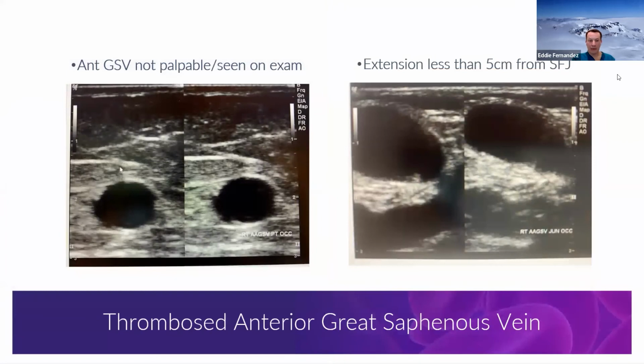And when you look at that, well, you might find that, hey, this person had an anterior accessory GSV that was not palpable, not seen in exam. It was thrombosed, and sure, it extended to less than 5 centimeters from the saphenofemoral junction. So this patient already is showing evidence of progression and is at higher risk of developing a DVT or PE if they have not already developed one.